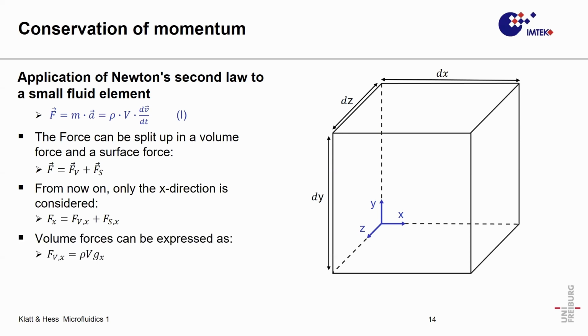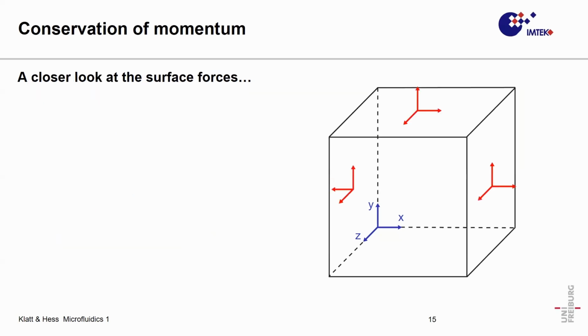And the volume force can now be expressed as the density times the volume times the gravitational acceleration, because we assume that nothing else but gravitation acts on our fluid element. So what we now have to discuss for the left-hand side are the surface forces. What are they? How do they look? So let's take a closer look at those surface forces.